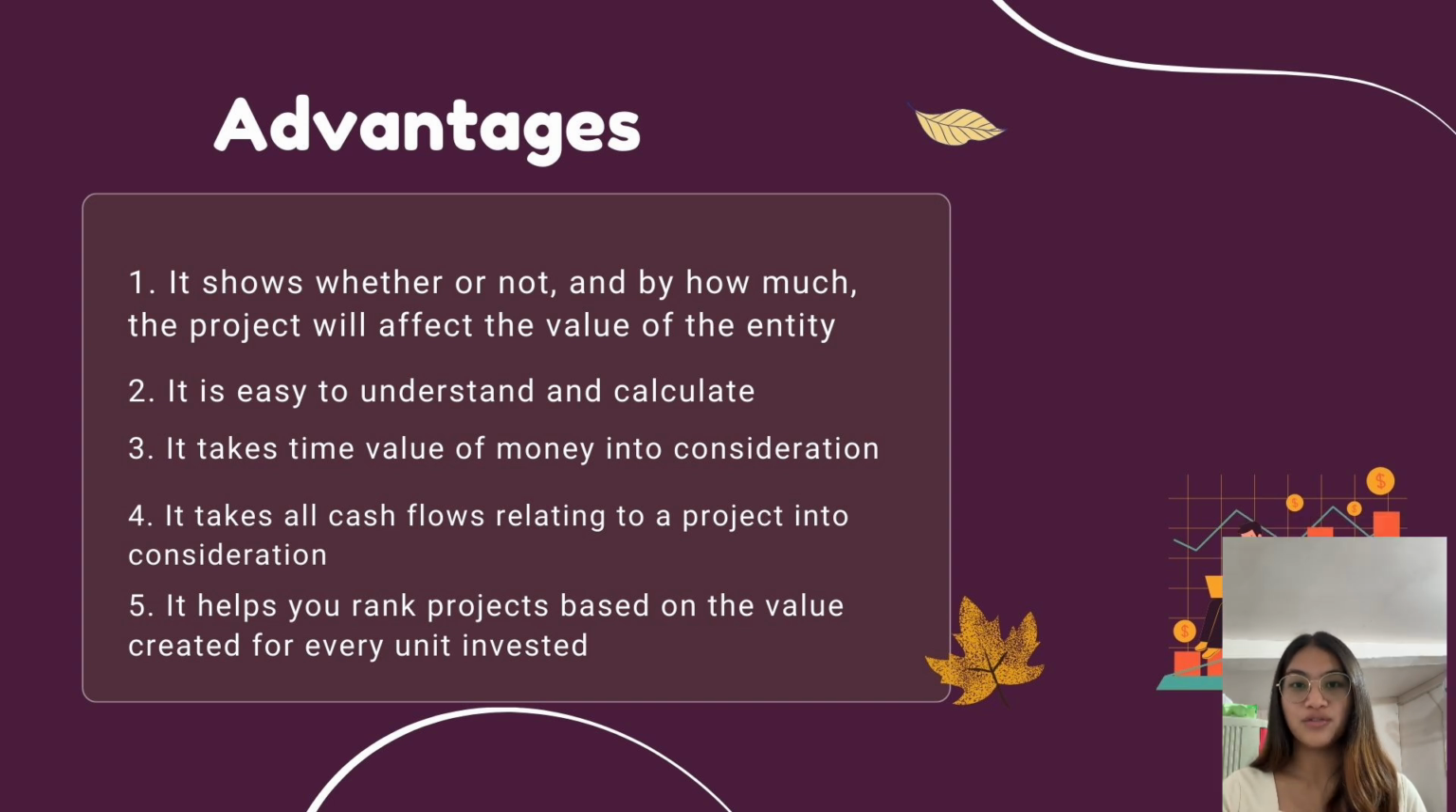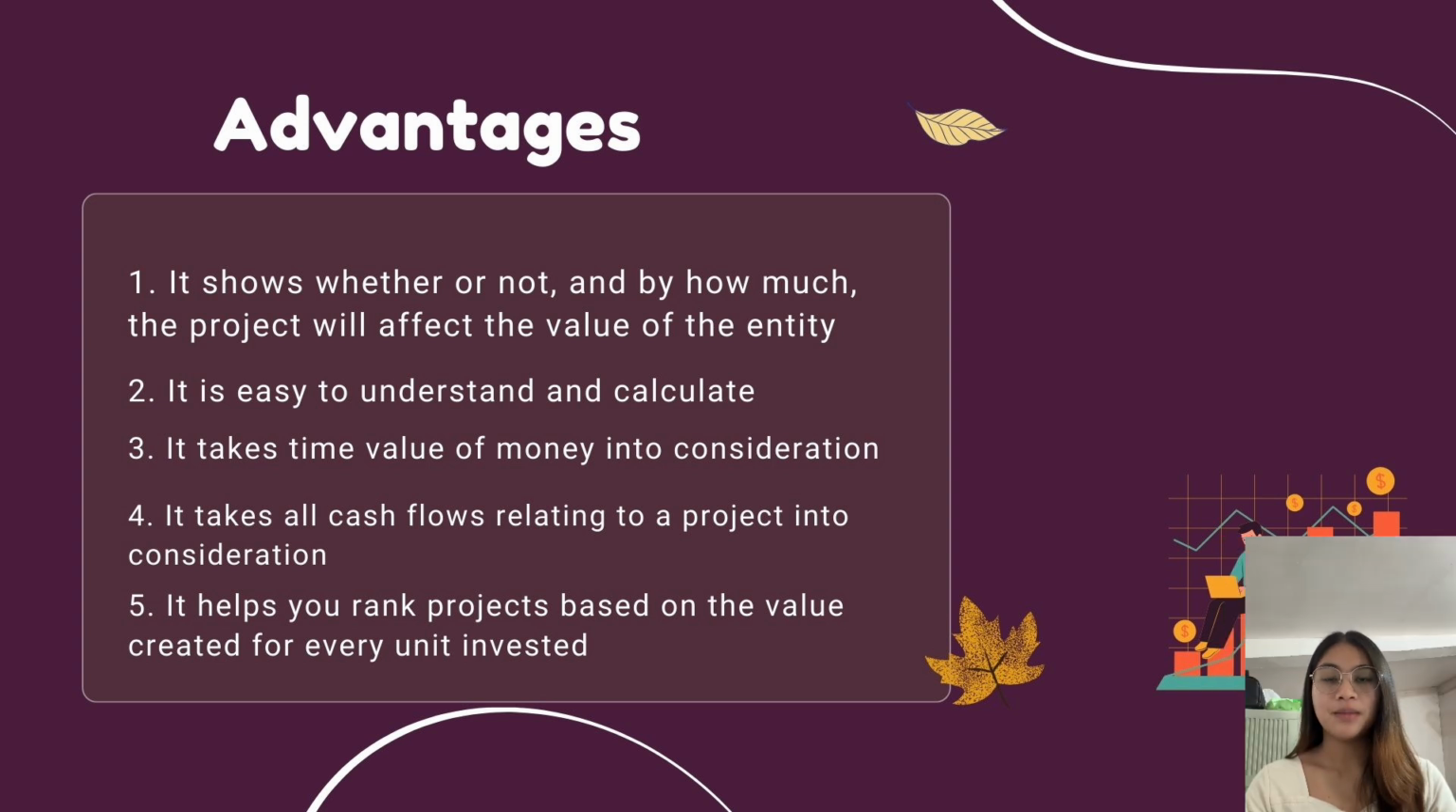Fourth, comprehensive cash flow consideration. The PI evaluates all relevant cash flows associated with the project, including initial investment and future returns, which leads to a more complete assessment of financial viability. This helps avoid overlooking critical financial aspects. And fifth, project ranking. The PI allows for ranking of multiple projects based on value per unit of investment, enabling firms to allocate resources efficiently and effectively. This prioritization helps in selecting the most promising projects when capital is limited.